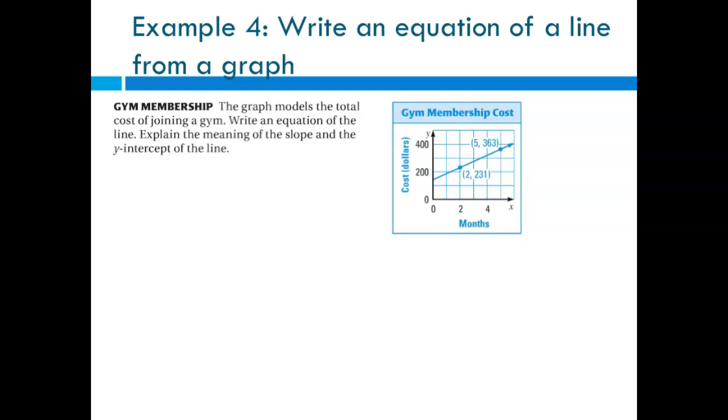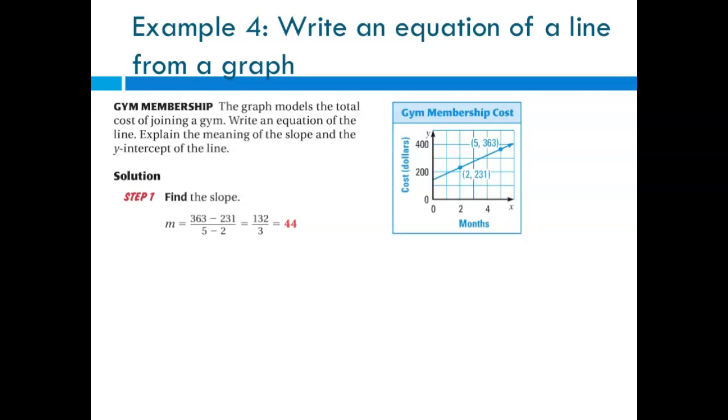In this graph, we're given two specific points, (2, 231) and (5, 363). We'll go ahead and use those 2 points to find the slope. So we have (363 - 231) over (5 - 2), and that gives you 132 over 3, which is equal to 44. Next, we'll have to find the y-intercept.